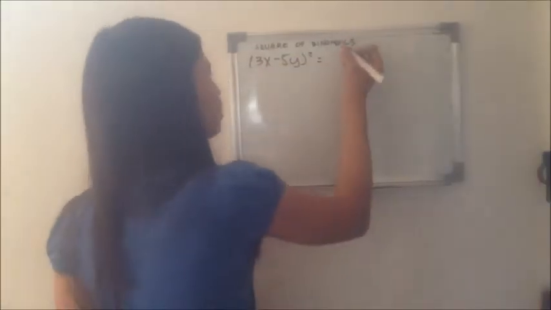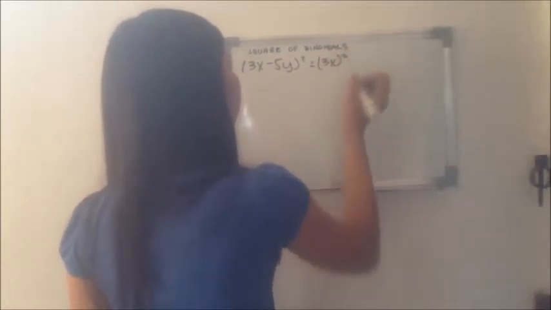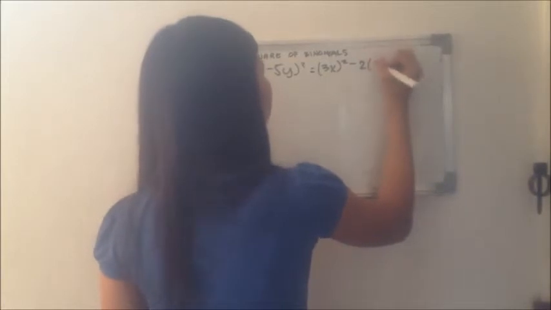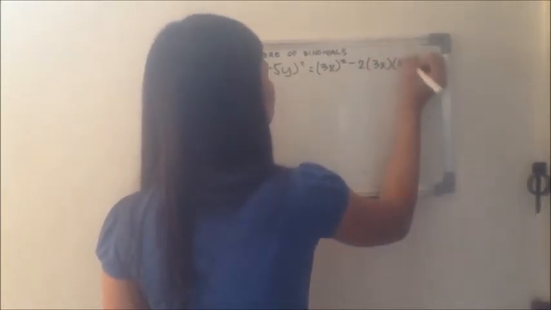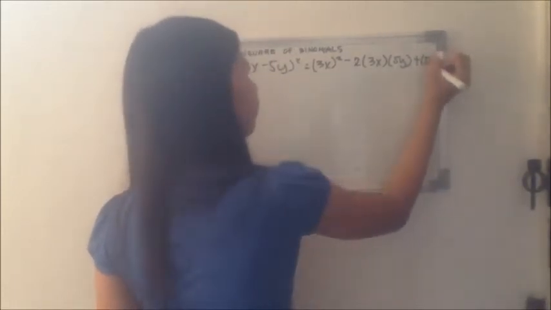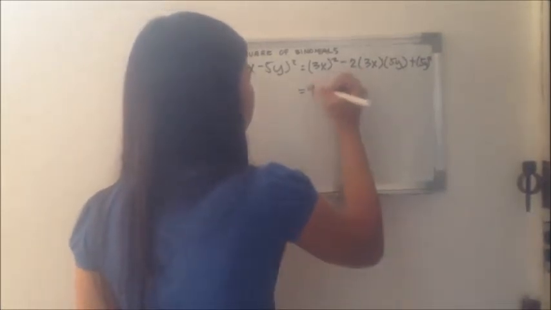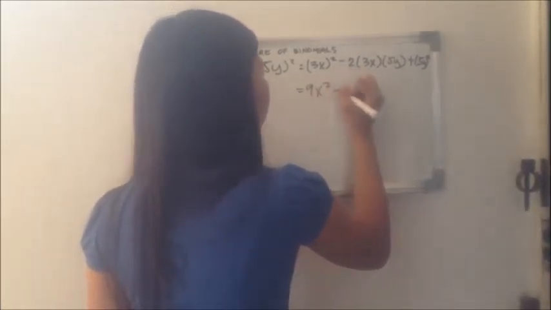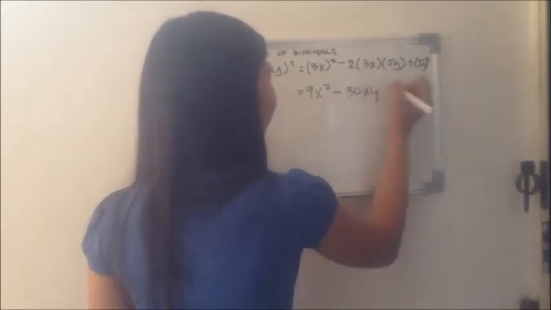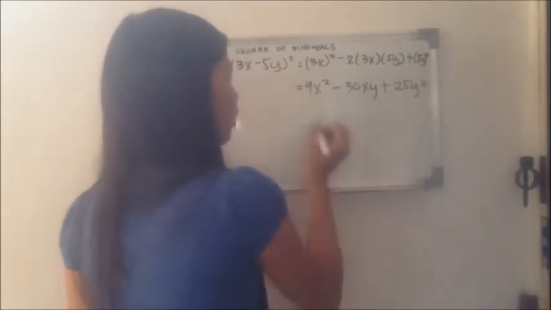Here we will use subtraction. The square of the first term minus twice the product of the first term and the last term plus square of the last term. So 3x times 3x is 9x squared, minus 30xy, plus 25y squared. Here's the answer.